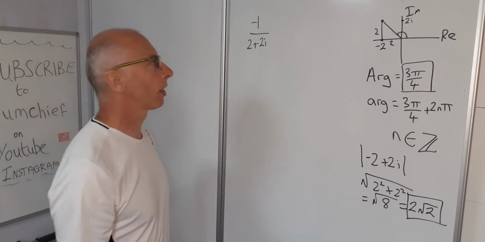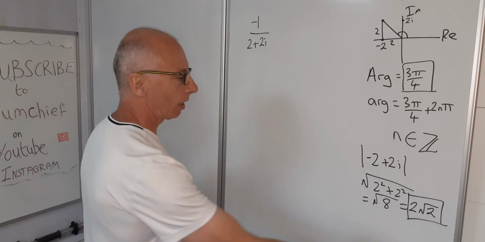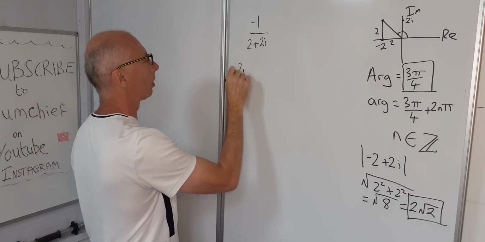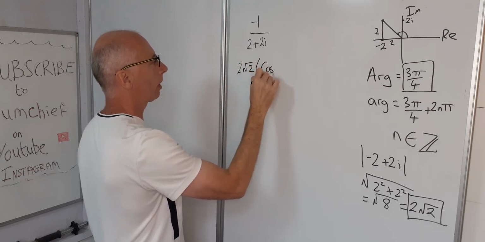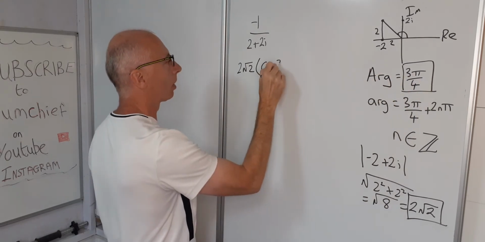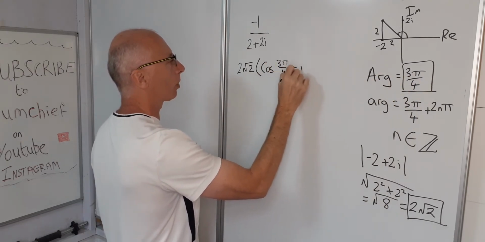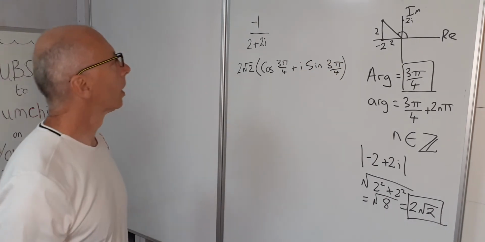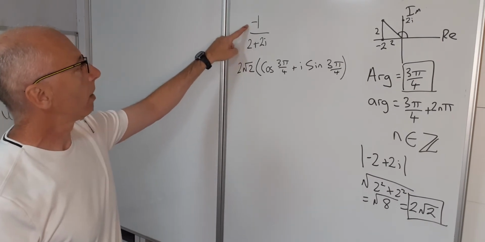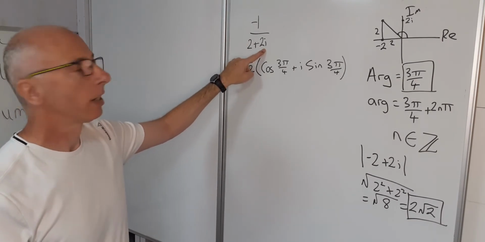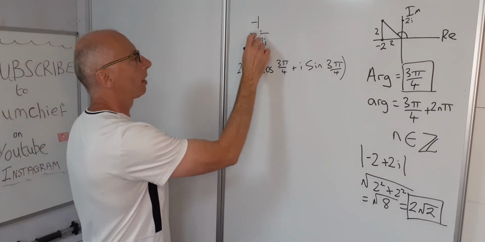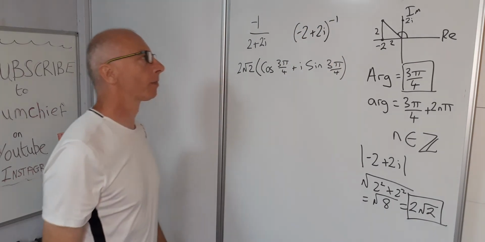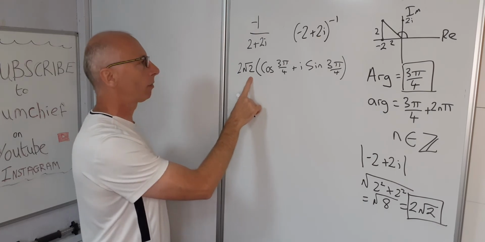Next what we need is Euler's identity. So Euler's identity, we take the modulus, so 2 root 2, and then we do cosine of the argument, that's the principal argument, 3 pi over 4 plus I sine 3 pi over 4. But what we have here is -1 over 2 plus 2i. So basically what we have is -2 plus 2i to the power of -1.